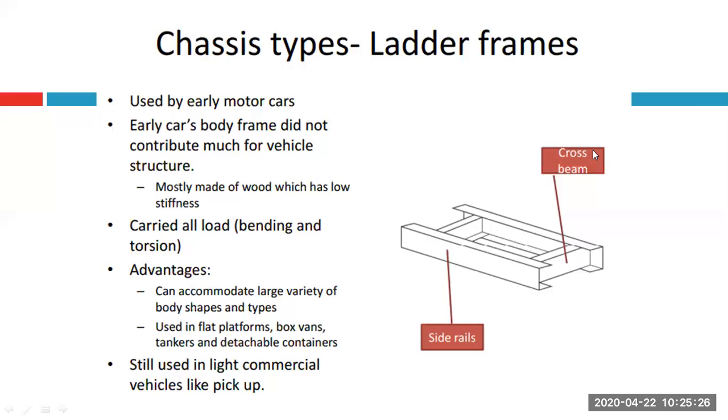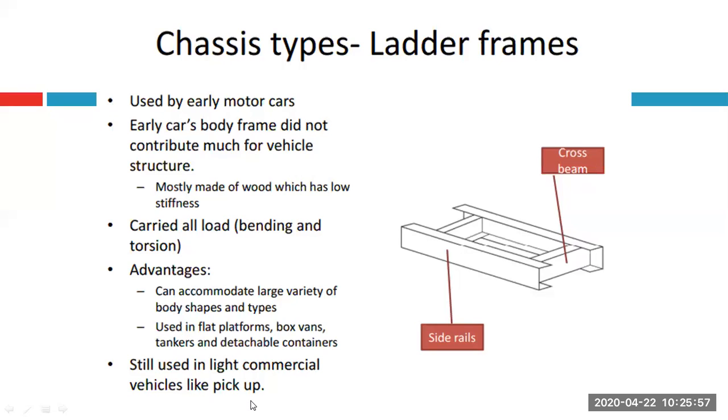So again, it is used in flat platforms, box vans. We have studied these in yesterday's lecture, or in the commercial vehicles lecture, right? So we have seen various vehicles which use this ladder type of chassis for construction. And like I said earlier, it is still used for light commercial vehicles like pickups. It's not only pickups, but some other heavy vehicles also use ladder type of chassis.